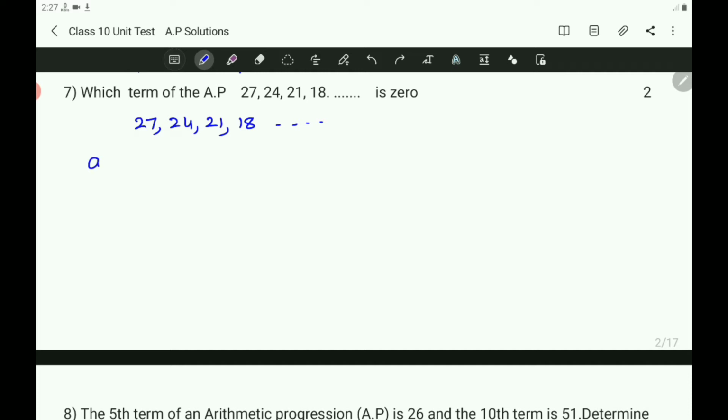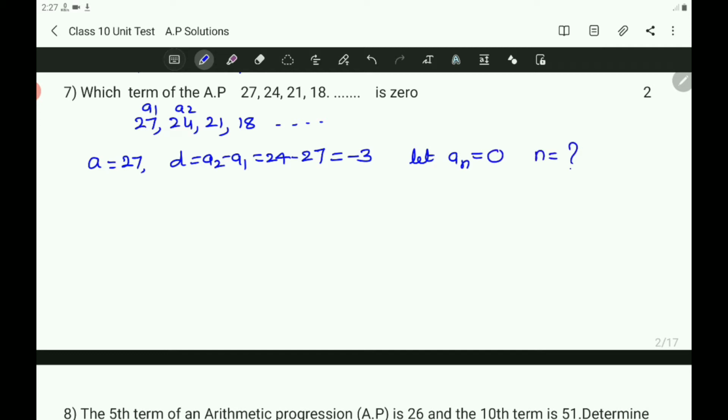First you write A equals the first term, 27, and D you can get as A2 minus A1. A2 is 24 minus 27, you know, minus 3. 27 minus 24 is 3, and since 27 is greater, that has a negative sign, therefore 24 minus 27 is minus 3. Now let an equal 0, and what you have to find out is n equals question mark. Here we have taken the nth term as 0, and we have to find the value of n.